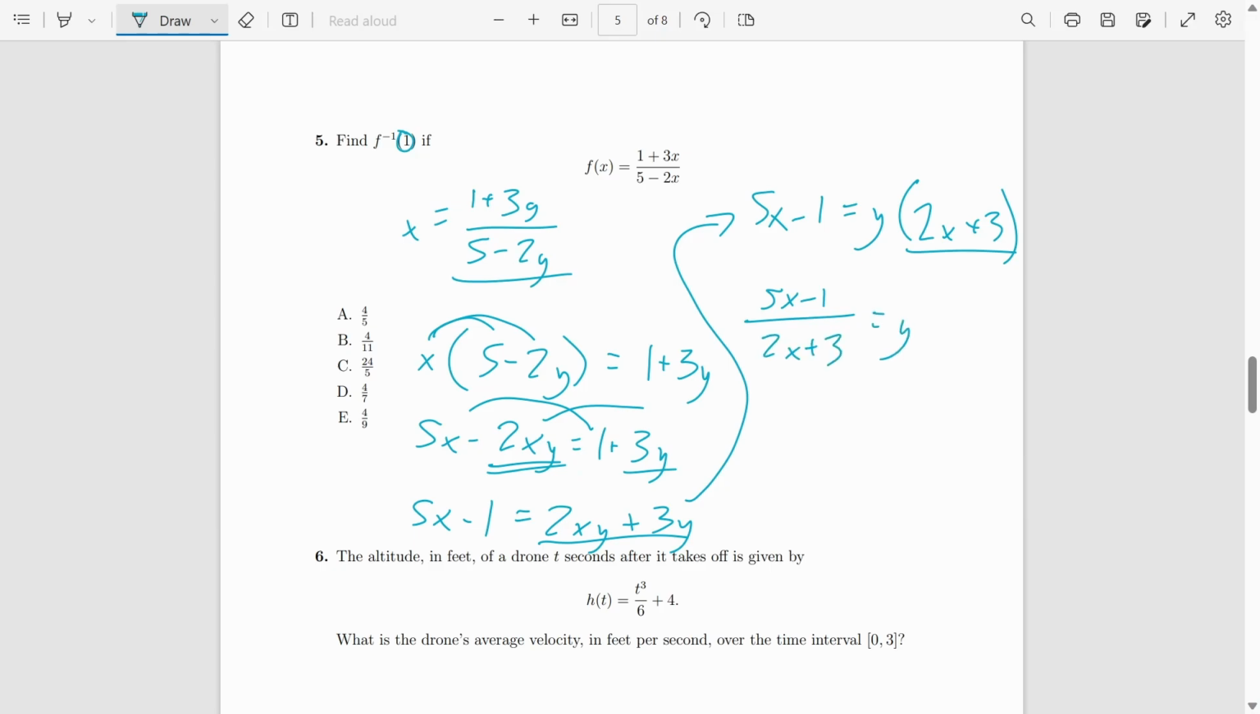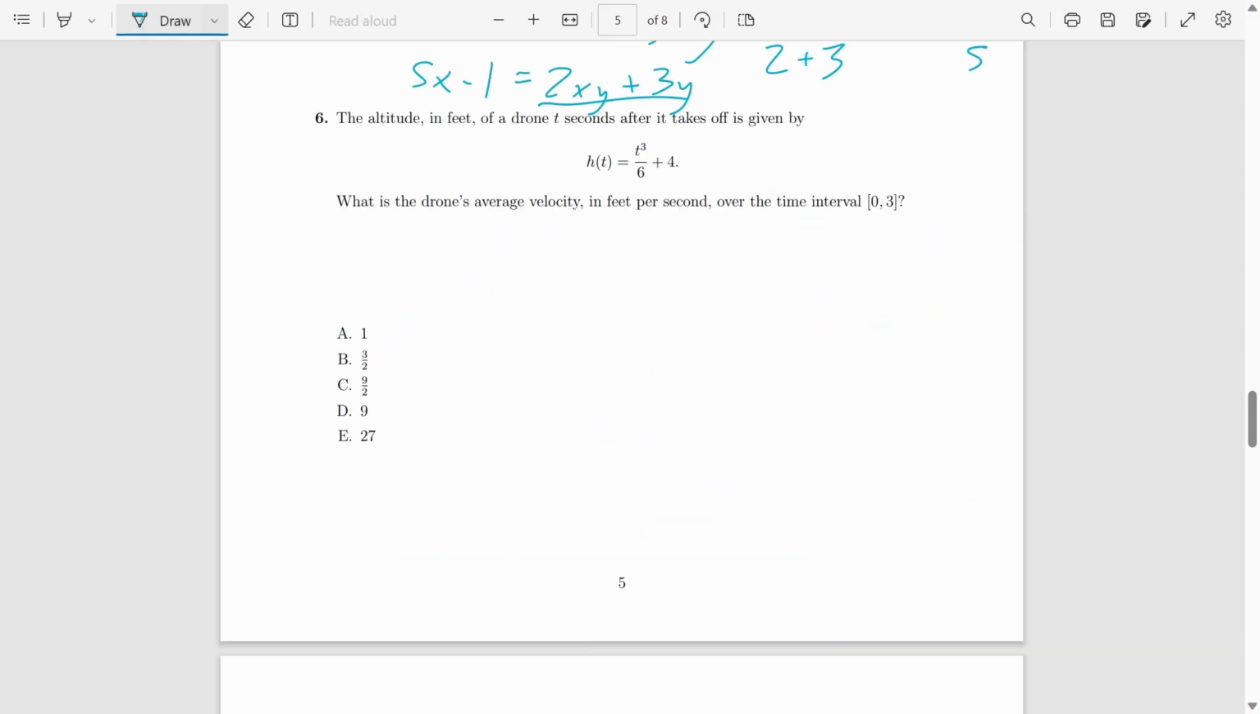So that's our inverse here, and at this point we can just do f inverse of x, and then plug in 1 into this. So this becomes 5 times 1, which is just 5, minus 1, over 2 times 1, which is just 2, plus 3, which equals 4 over 5. There we go, A.